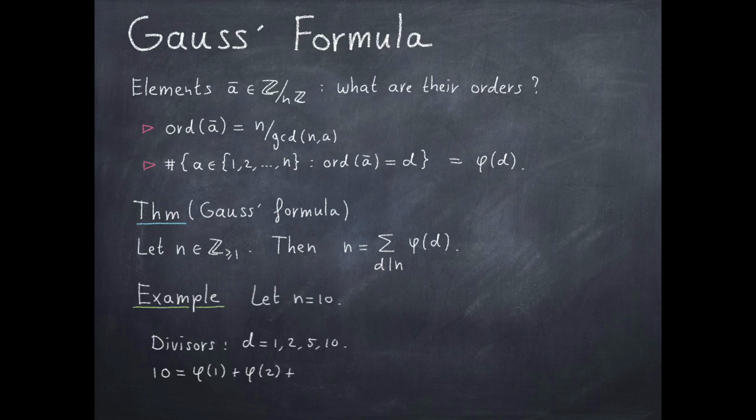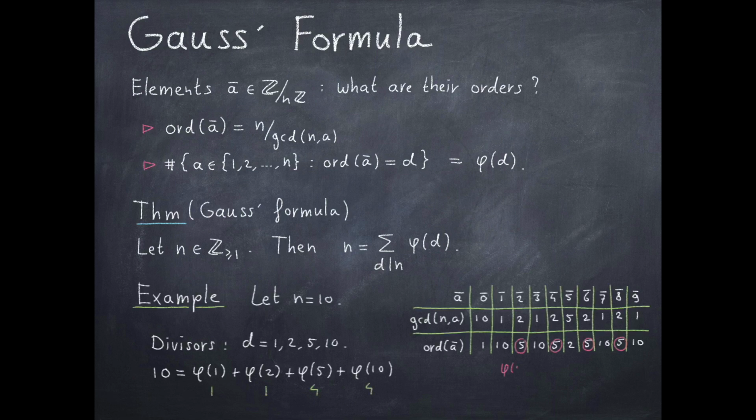Coming back to our example of Z mod 10Z, we see that the number of elements of order 1 is equal to phi of 1, the number of elements of order 2 is phi of 2, the number of elements of order 5 is phi of 5, and the number of elements of order 10 is phi of 10. So indeed we get 10 is equal to 1 plus 1 plus 4 plus 4.